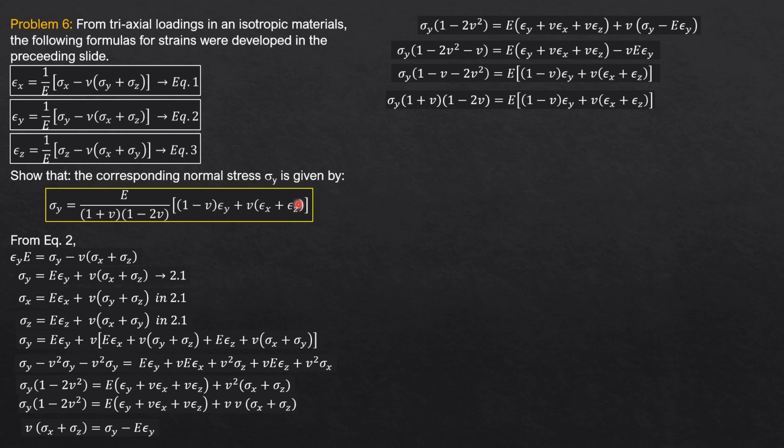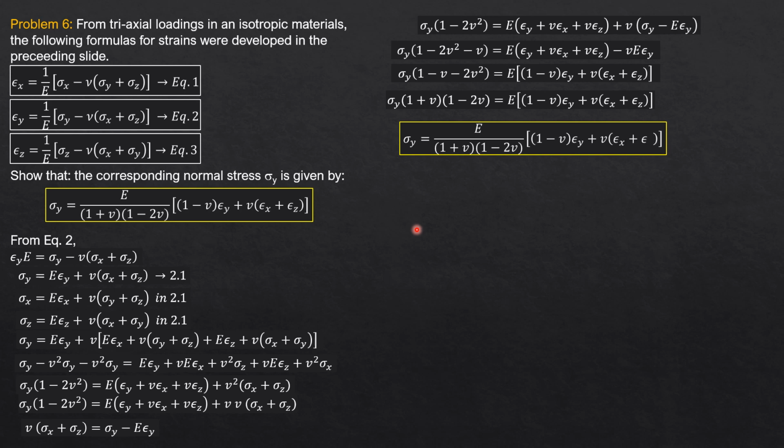So finally, this formula is after we divide everything by 1 plus Poisson's ratio times 1 minus twice Poisson's ratio, which would now be this result. So that's the stress normal to the y-axis, stress on the y-axis.